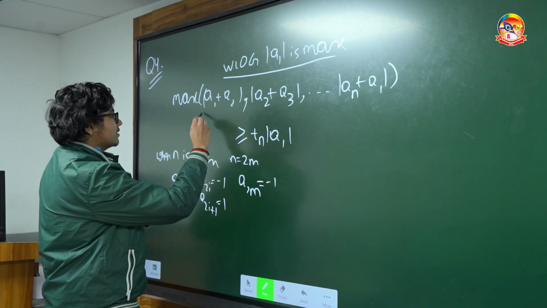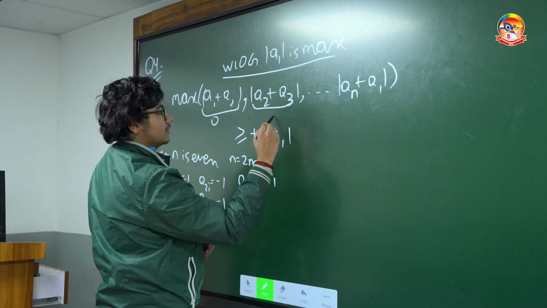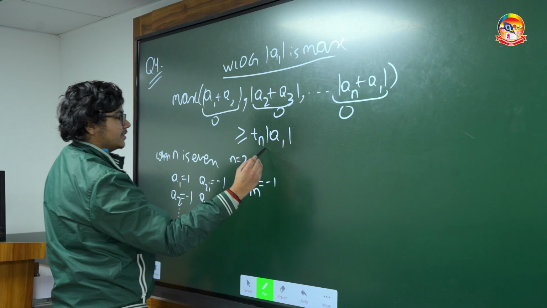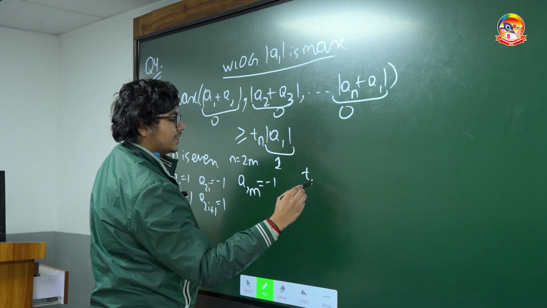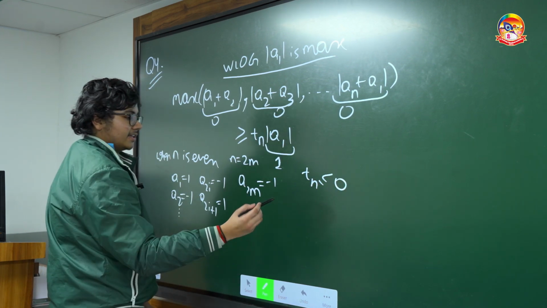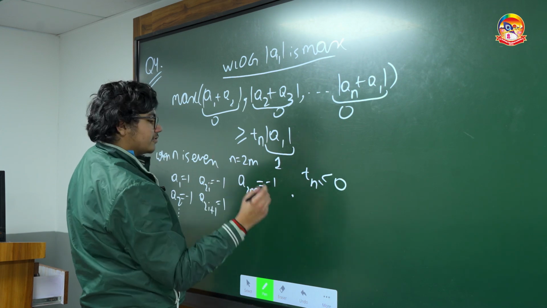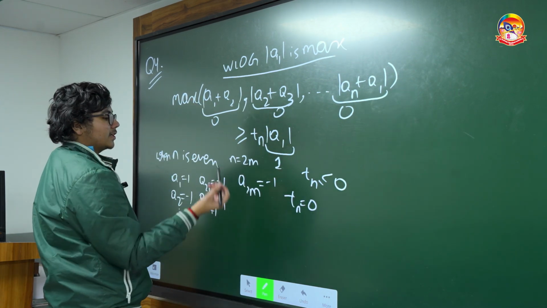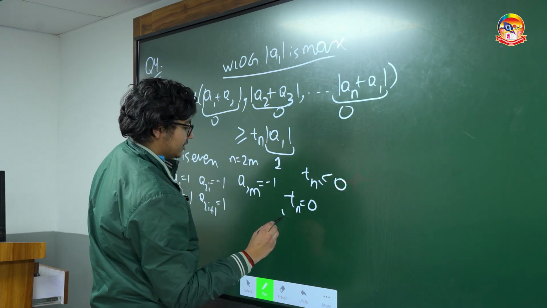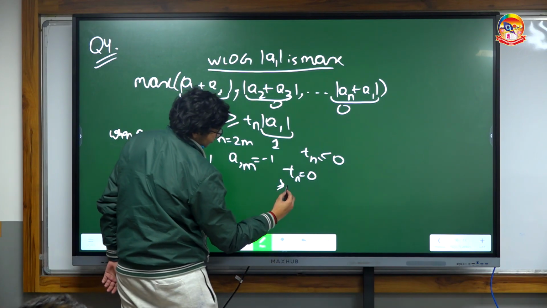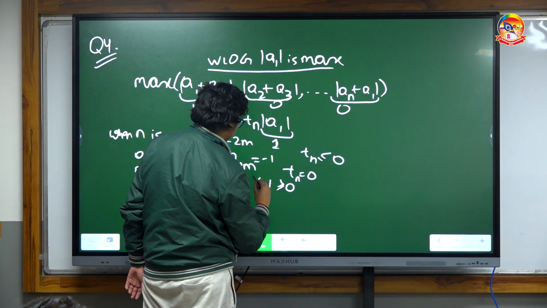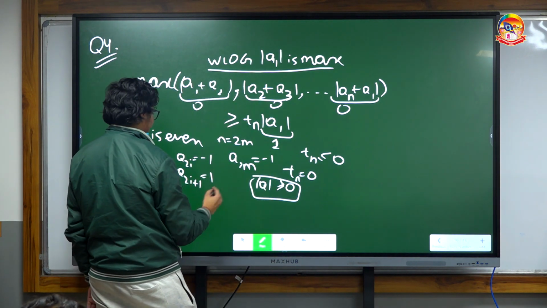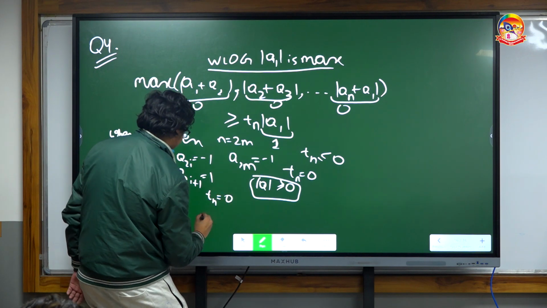Hence, all the sums of this mod are 0, while the maximum, which is A1, is 1. So we get Tn is less than or equal to 0. And since we need the maximum value of Tn, we can take Tn is equal to 0, which obviously works because these are mods, and mod gives a non-negative value, greater than or equal to 0. Mod A is greater than or equal to 0 by definition of the modulus function. So for even, it's obvious that Tn is equal to 0 for n even.